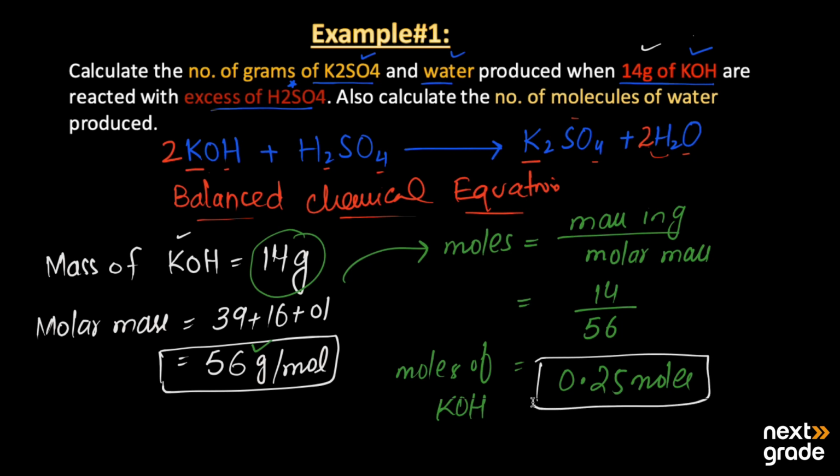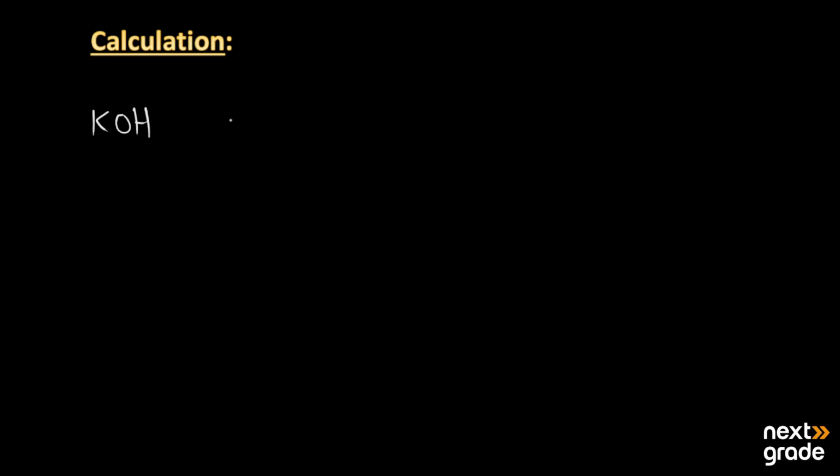Now we have the moles of the reactant, so we will compare it with the products. In the first, we have 2 moles of potassium hydroxide and it is going to produce 1 mole of potassium sulfate. By the comparison method, we will find the total moles of potassium sulfate that has been produced. Here we have potassium hydroxide on the reactant side and potassium sulfate on the product side.